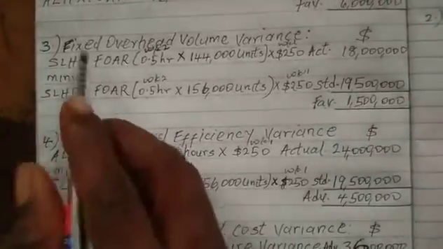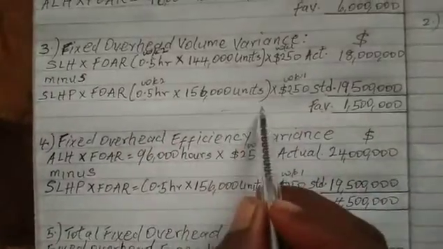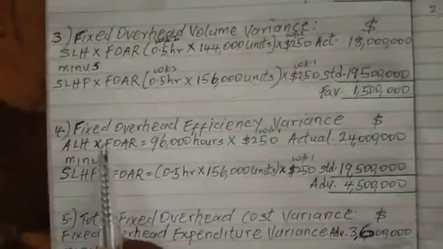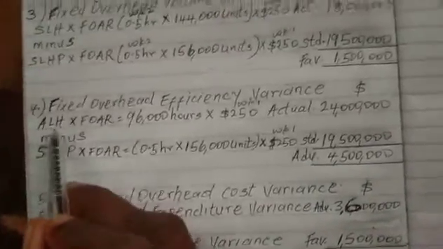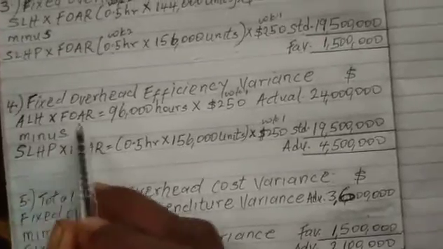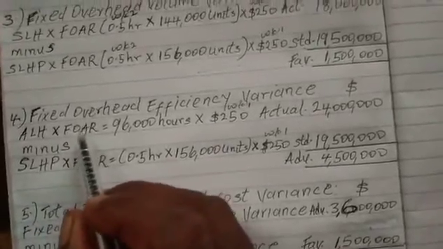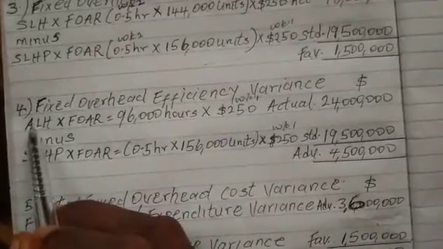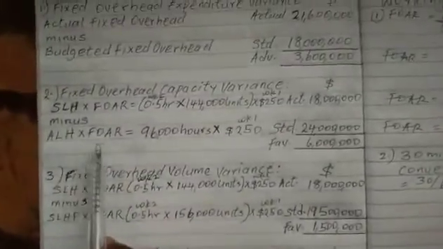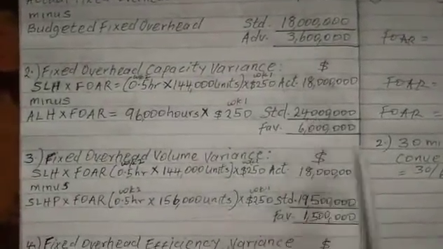$1,500,000. And that is the fixed overhead volume variance. 4. Fixed overhead efficiency variance. Formula is actual labor hour multiplied by fixed overhead absorption rate. And what's our actual labor hour? It has been explained in the fixed overhead capacity variance. Actual labor hour multiplied by fixed overhead absorption rate, the same thing.